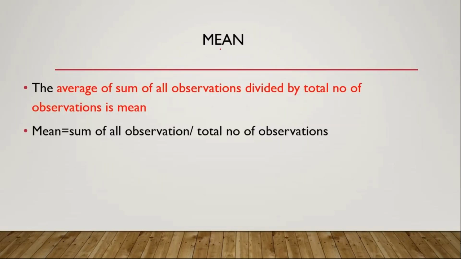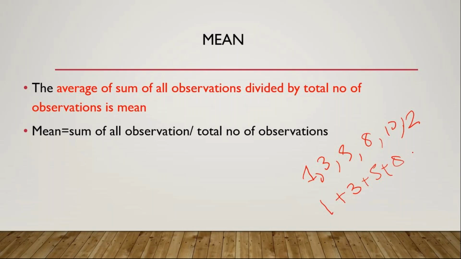Now the next is the mean. So what is mean? The sum of all the observations divided by the total number of observations is mean. So the formula of mean is you have to take the sum of all the observations upon total number of observations. Suppose the observations are 1, 3, 5, 8, 10, 12. You have to add all these numbers, 1 plus 3 plus 5 plus 8 plus 10 plus 12, and divide by the total number. So you count how many numbers are there: 1, 2, 3, 4, 5, 6. 6 numbers are there. So solve and the mean will come to you.